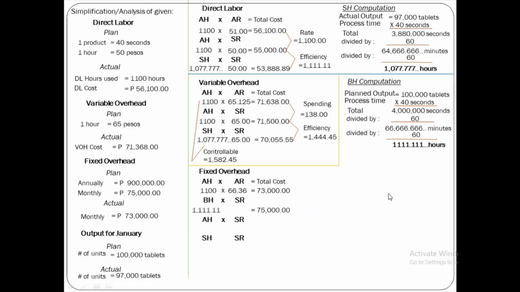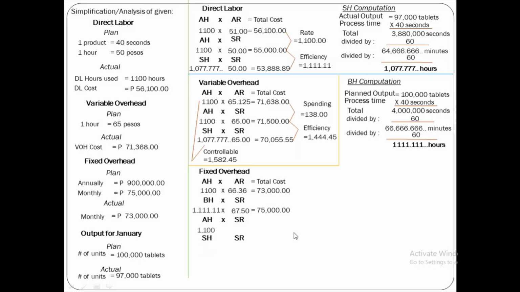So basically, it means that if we are to produce 100,000 tablets and we're going to go with the plan, then we're going to consume 1,111.11 hours. So that's it. So how do we get the standard rate? Based on the 75,000 divided by 1,111.11, we're gonna get the standard rate. The standard rate is 67.50.